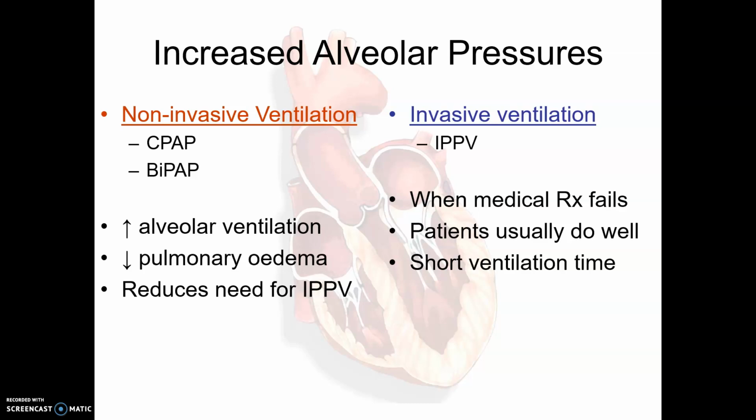However, if this fails, invasive ventilation may be an option, as this not only increases intra-alveolar pressure and dries out the lungs, but it also gives the patient's respiratory muscles a chance to rest while the heart failure settles down. These patients often don't need to be ventilated for a prolonged period of time.